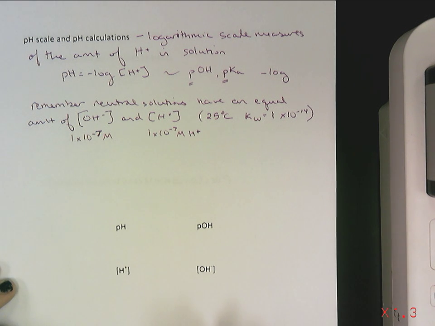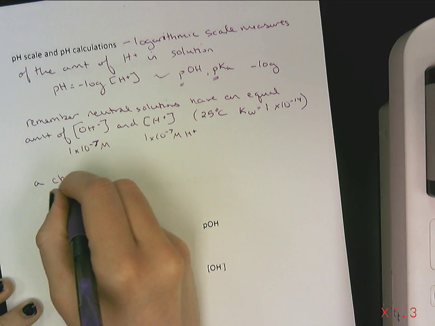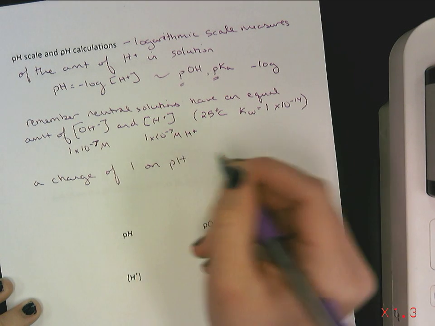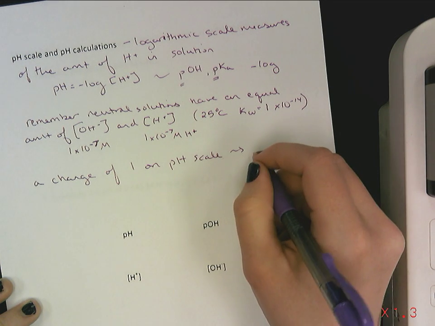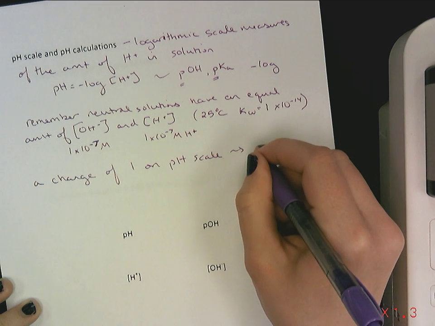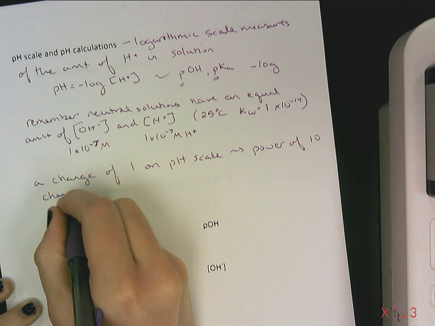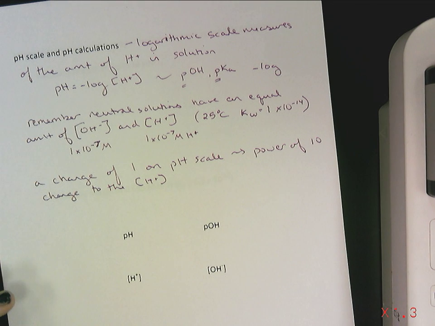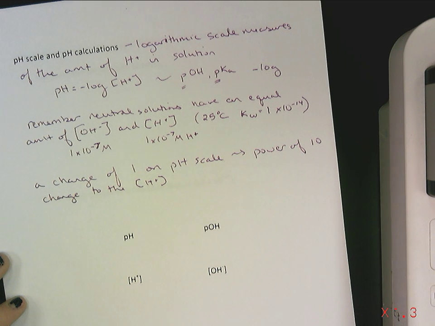More ramifications of this: a change on the pH scale of 1 is equivalent to a change by a power of 10 to the H plus concentration. So small changes in pH mean large changes in the amount of hydrogen ions in solution, the number of protons in solution.